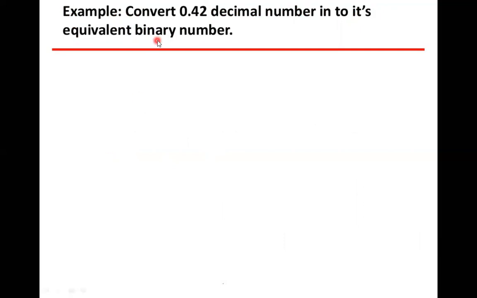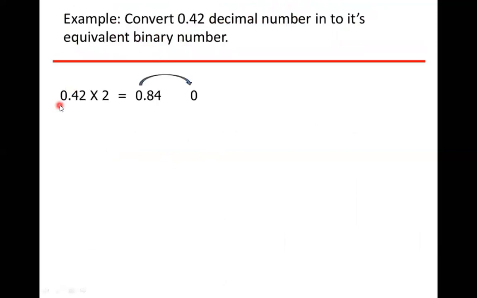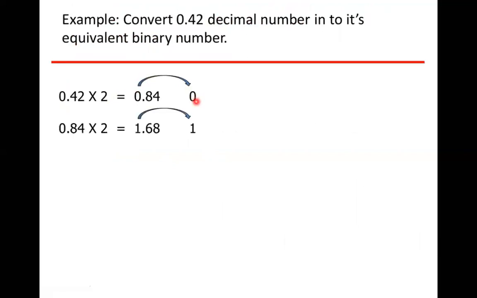So we are converting the decimal number 0.42 into its equivalent binary number. So what do we need to do? We need to multiply by 2. So we have multiplied by 2. So how much is the answer? 0.84. This carry we have to collect on the right hand side. Now next, again, 0.84 should be multiplied by 2. It is 1.68. So 1 should be taken onto this side.